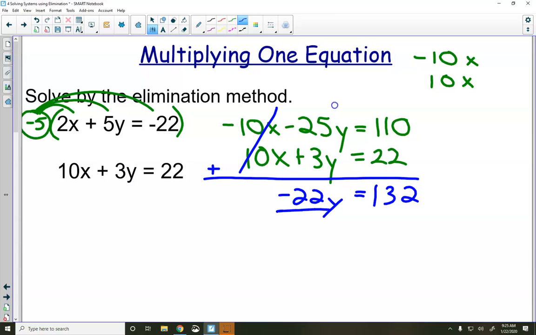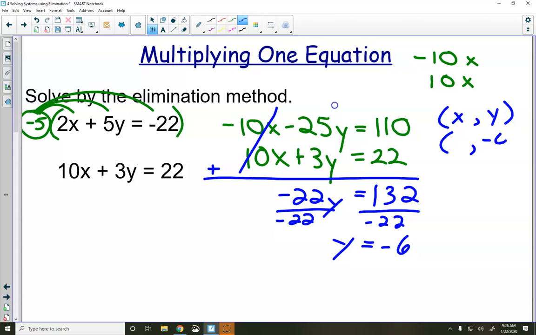Alright, let's solve for y now. We divide by negative 22. And y is equal to negative 6. Good. Negative 6 is our y answer. Okay? So we know it's x comma y. We know that it's something comma negative 6. And if you weren't sure about that, you could just multiply 22 and 6. Check. 6 times 2 is 12. Carry the 1. 6 times 2 is 12 again, plus 1, 132. So it looks like we're in good shape.